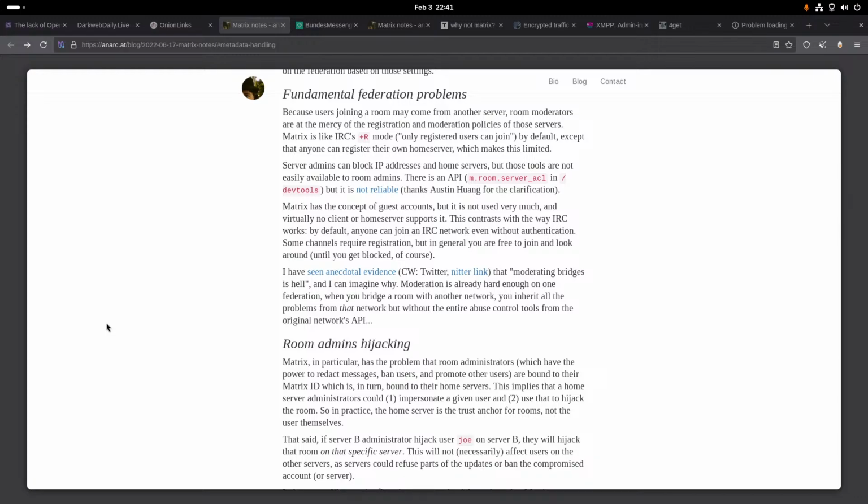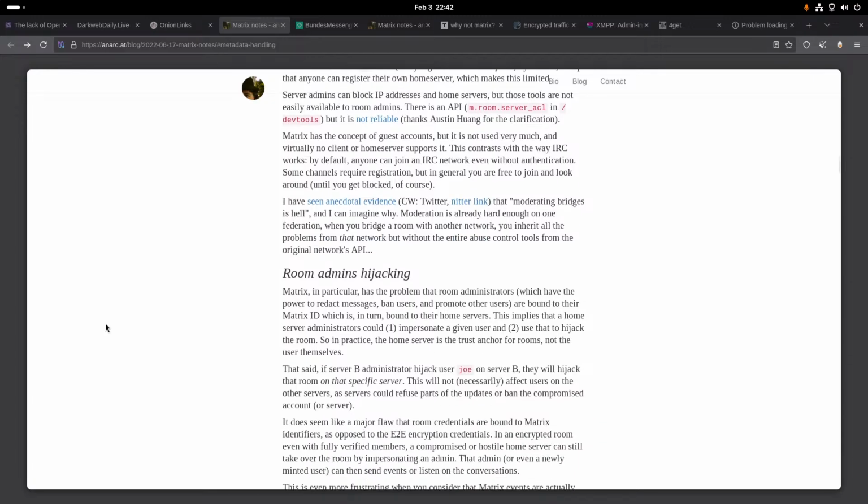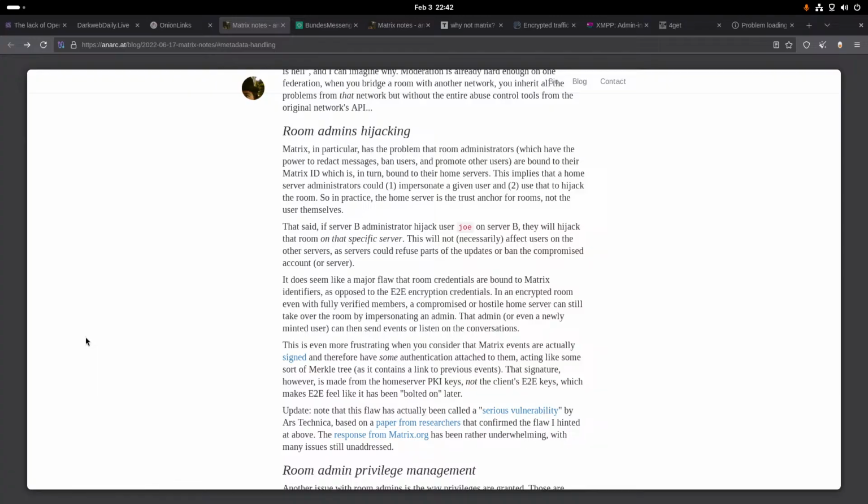Moderation is already hard enough for one federation. When you're bridging a room with another network, you inherit all the problems from that network, but without the entire abuse controls toolset from the original network's API. Room admins hijacking: Matrix in particular has the problem that room administrators, who have the power to redact messages, ban users, and promote other users, are bound to their Matrix ID, which is in turn bound to their home server.